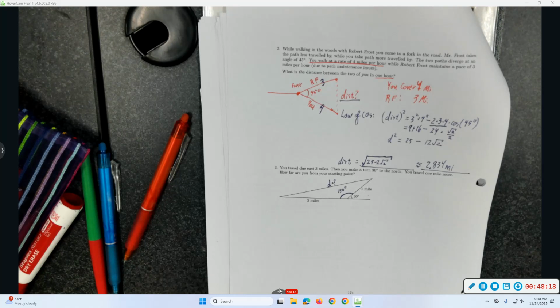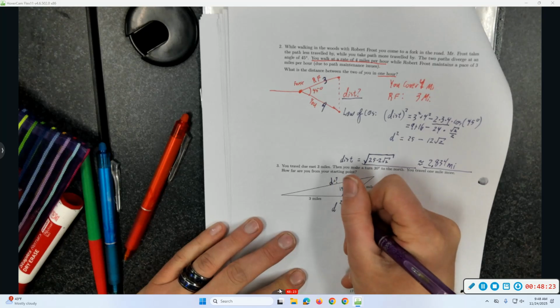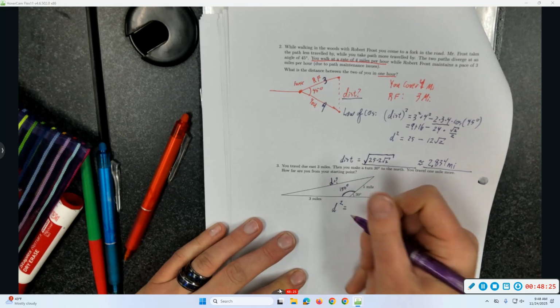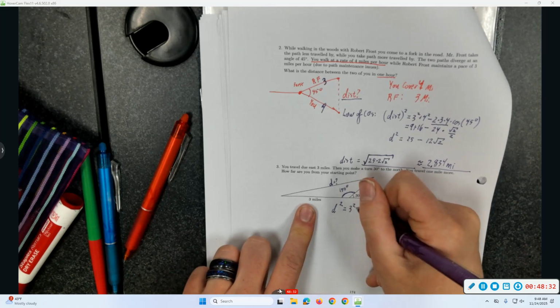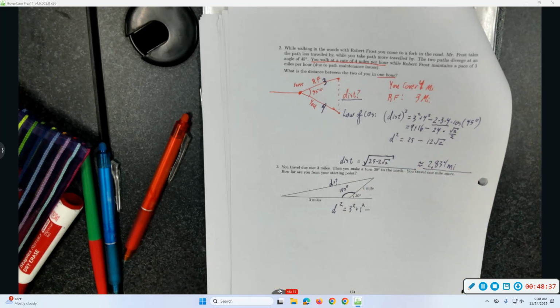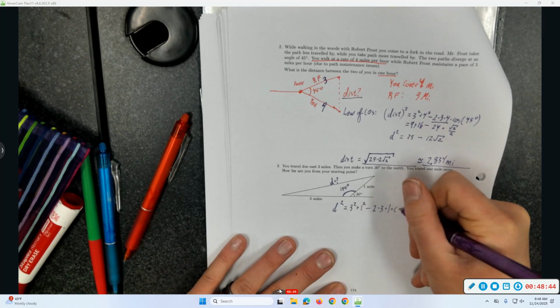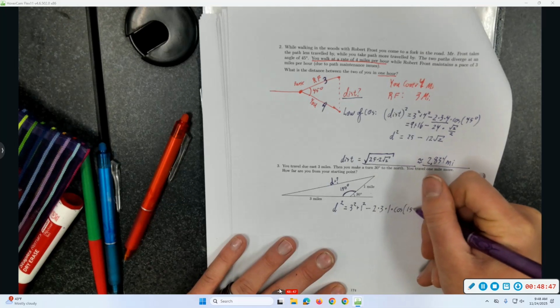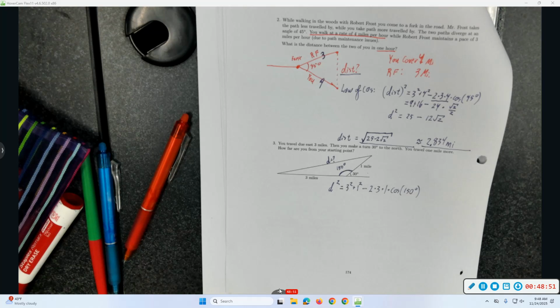Yeah, let's do it. So, law of cosines says unknown side length squared equals the sum of the squares of the remaining 2, minus 2 times side length times side length, times cosine of 150 degrees.